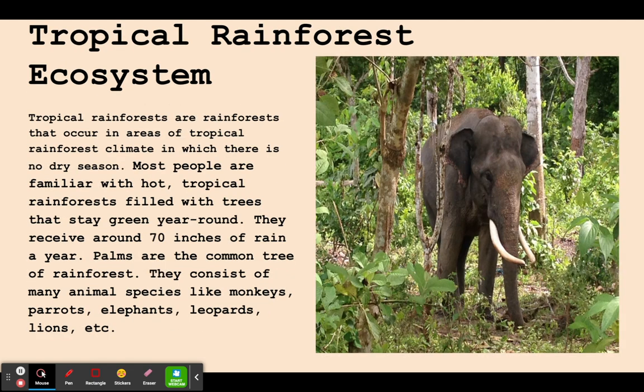The tropical rainforest. The tropical rainforest ecosystem occurs in areas of tropical rainforest climate in which there is no dry season. Most people are familiar with hot tropical rainforests filled with trees that stay green year-round. They receive around 70 inches of rain a year. Palms are the most common tree of the rainforest. They consist of many animal species like monkeys, parrots, elephants, leopards, and lions.